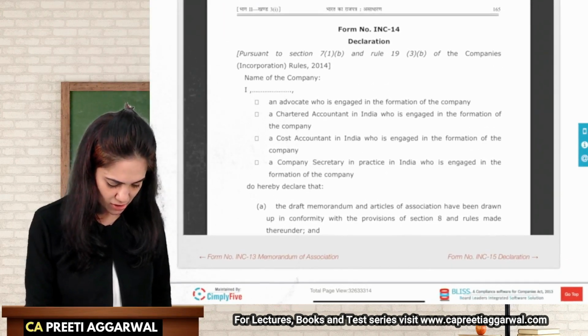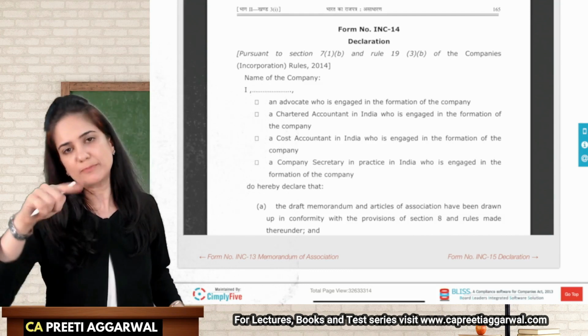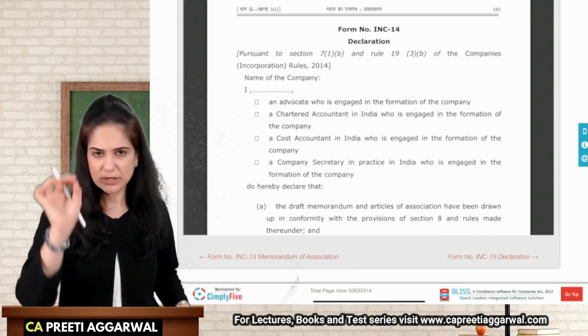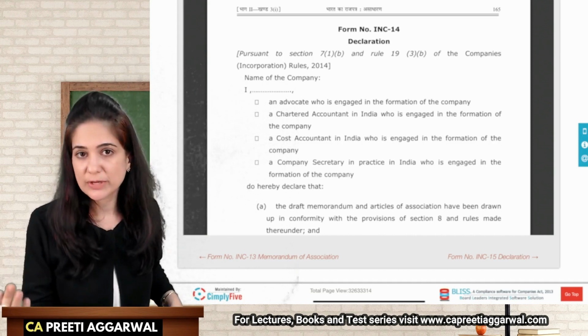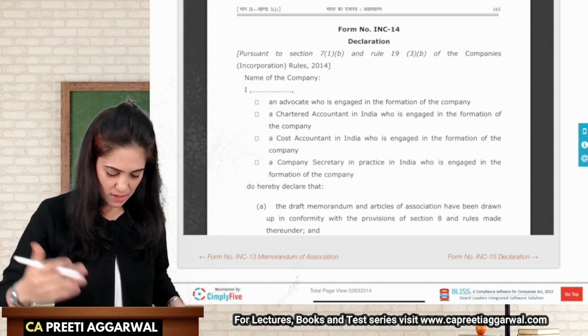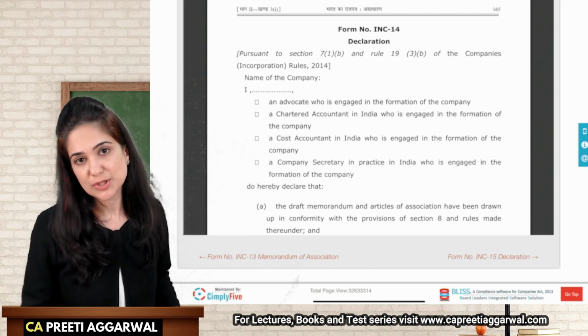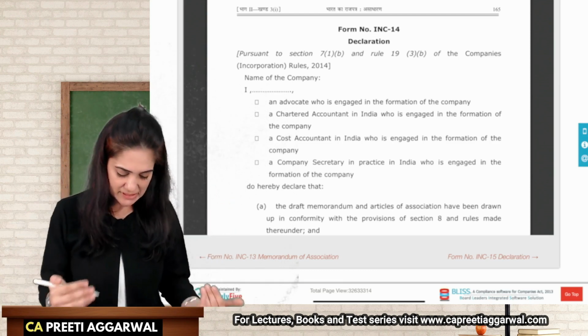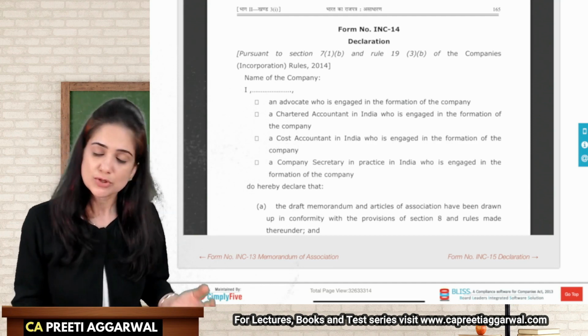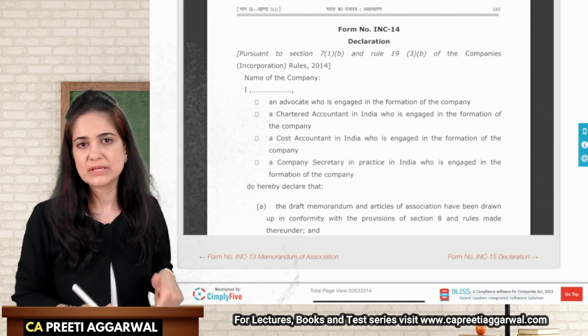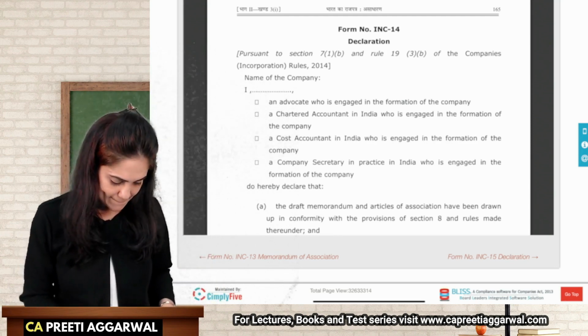This is a declaration. So are you an advocate? Then put a tick mark over here, or you can just select. Are you a chartered accountant in India who is engaged in the formation of the company? Are you a cost accountant in India who is engaged in the formation of the company? Are you a company secretary in practice in India who is engaged in the formation of the company? So you can select who is making this declaration.